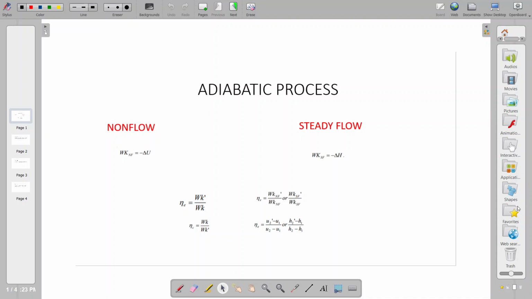Hello guys, in this video we will discuss steam processes, specifically the adiabatic steam process, okay? So meron tayong dalawa ulit, non-flow tsaka steady flow. Pag non-flow, it is equivalent to the change of internal energy. Sa steady flow naman, it is equivalent to the change of enthalpy.